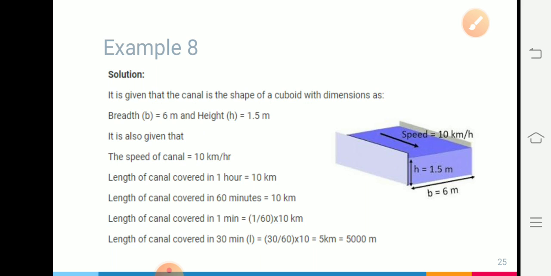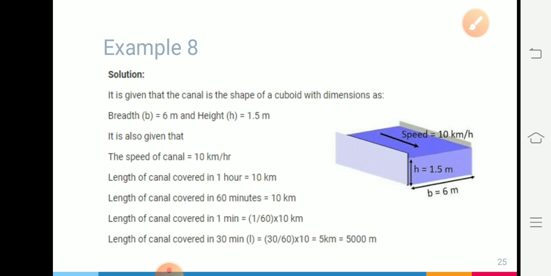So the length of canal covered in 1 hour is 10 kilometer, because the speed is given as 10 kilometer per hour. So the length of the canal covered in 60 minutes will also be 10 kilometer. So in 1 minute it will be 10 by 60 rather. So the length of canal covered in 30 minutes, because that's what the question is asking, will be equal to 5 kilometer, which is 5000 meters.